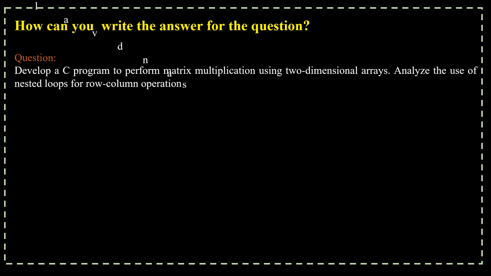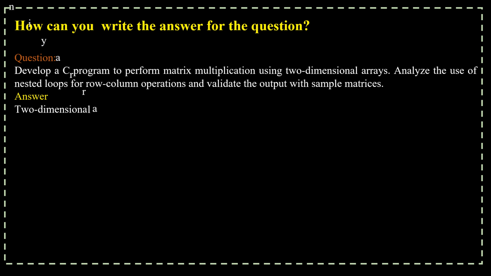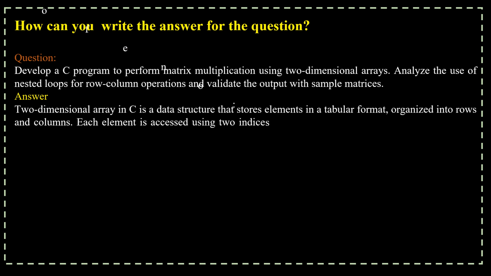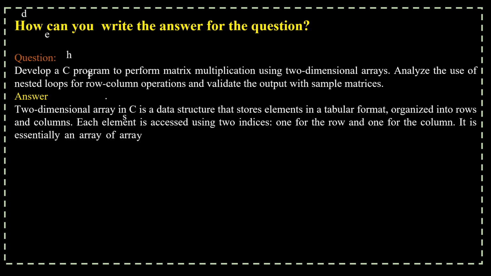for element-wise addition. Answer: A two-dimensional array in C is a data structure that stores elements in a tabular format organized into rows and columns. Each element is accessed using two indices, one for the row and one for the column. It is essentially an array of arrays.